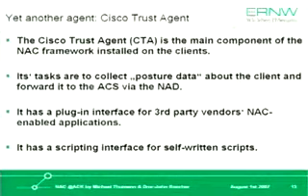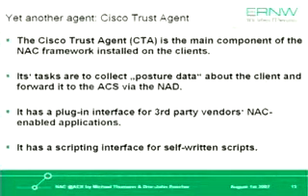And it basically has 2 tasks. Its first and main task is to collect data, which is so-called posture data or credentials about the client, and forward it. That's basically the main task of this, right? Collect, number 1, and forward it to the access device, or the ACS via the access device, number 2. And quite interesting, it has a plugin interface for third-party vendors, NAC-enabled applications. Like if you have a McAfee antivirus solution, you can plug it into the Cisco NAC solution via the plugin interface, if McAfee supports it. McAfee does, in this case.